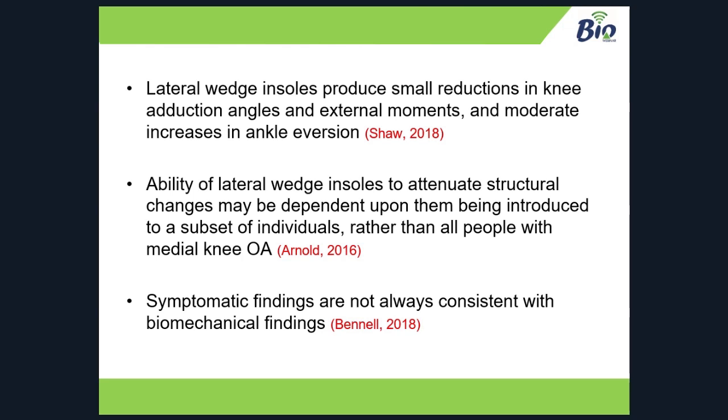What we've got to remember is that we're actually treating a real patient at the end of this, and sometimes we might prove all the biomechanical changes that can happen with a certain type of insole, but those biomechanical factors might not always tie in nicely with the symptomatic findings. So some people might have pain when they haven't got much of a knee adduction moment, others might have lots when they've got less, and there's all that kind of thing as well. So symptomatic and biomechanical findings do not always tie up.